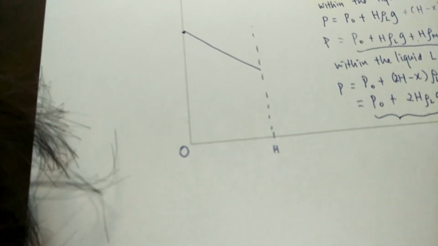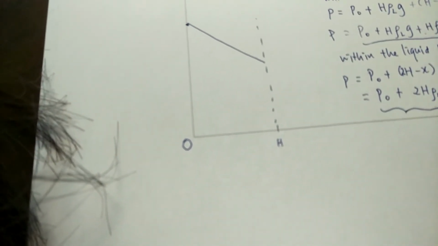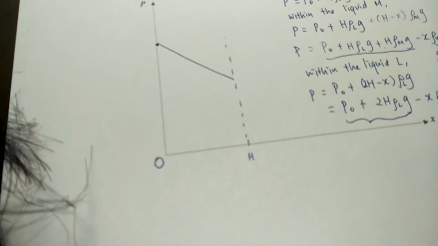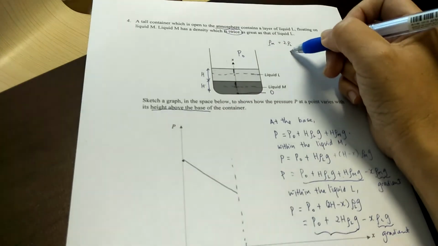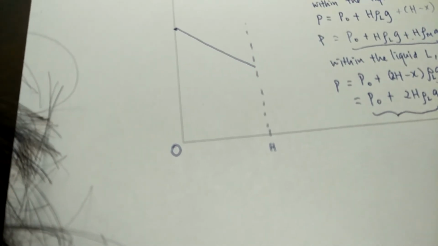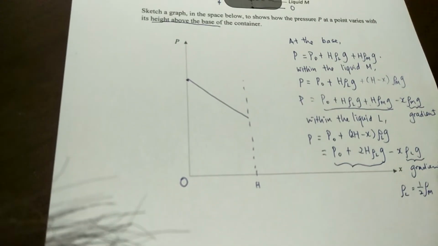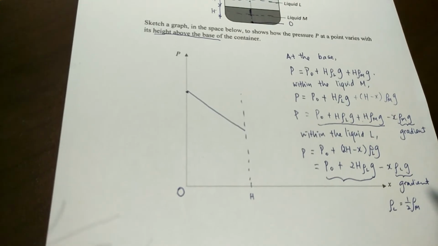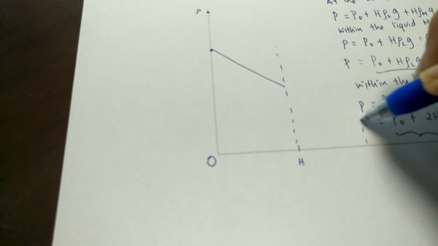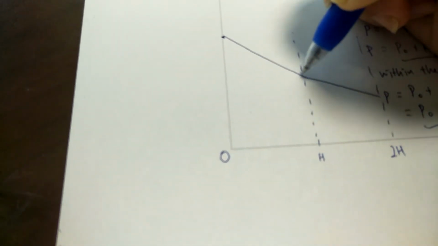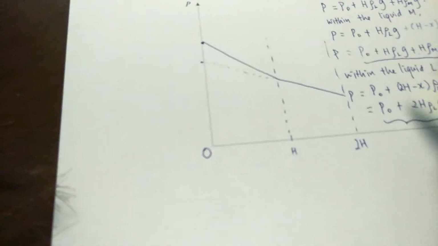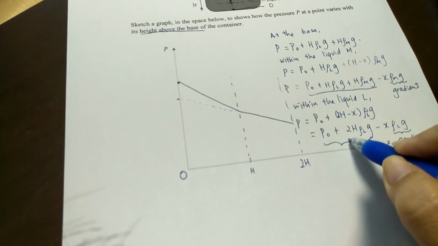The term in front is a constant, but it's different from the one here. And if you look at the gradient, again it is negative and is given by rho L g, but the density of L is half that of M. So the gradient should be less steep and have a different y-intercept. If I sketch the graph up to 2h, it will be like this. If I extrapolate the graph, the y-intercept is a different value, which is given by this expression.